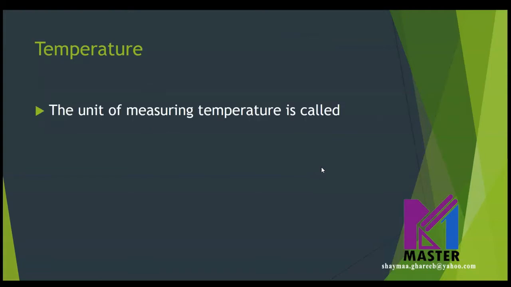Now let's talk about temperature. The unit of measuring temperature is called Celsius degree, and it has this sign, the C for Celsius and this small circle on the top, it is for the degree. And it's really important to put the unit when we write temperatures.